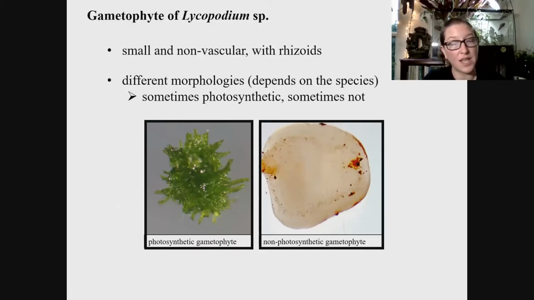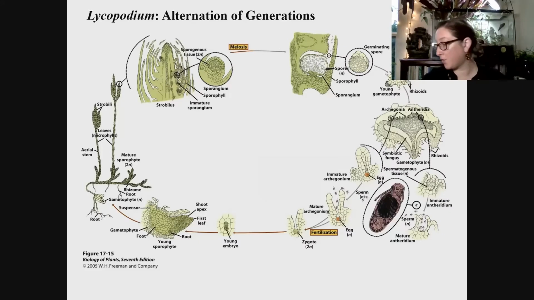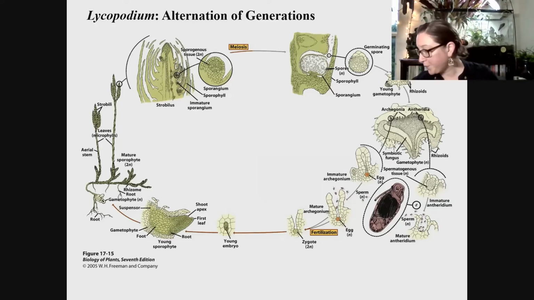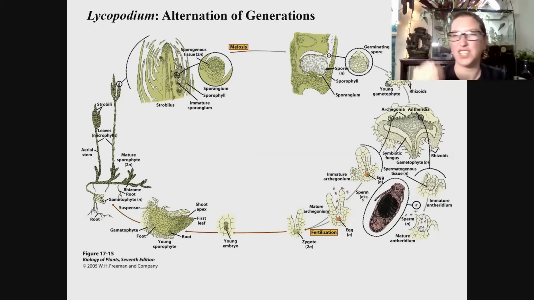And this is what I was just saying a couple seconds ago, that depending on the species, you have different morphologies. Sometimes you're photosynthetic, like the one on the left, and sometimes you're not photosynthetic, like the one on the right. So these are the Lycopodium gametophytes. Now we're going to go through the Lycopodium alternation of generations. And this is good because there's going to be a lot of these repeat terms, and it'll help you remember it. That's the only way to remember these things, just say them over and over again. So let's do it.